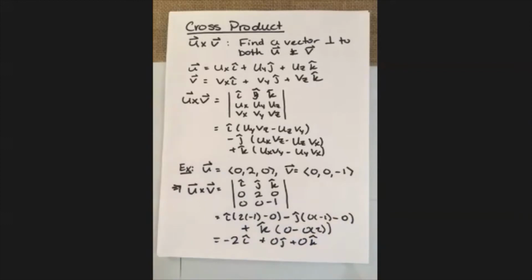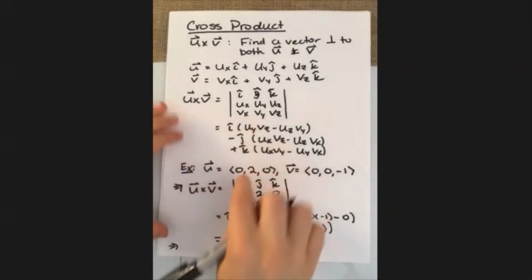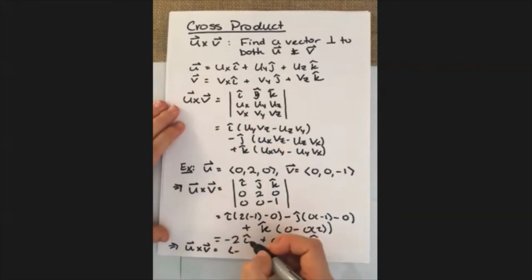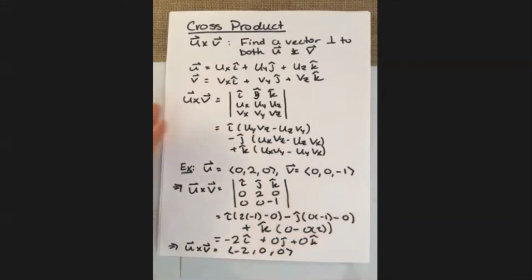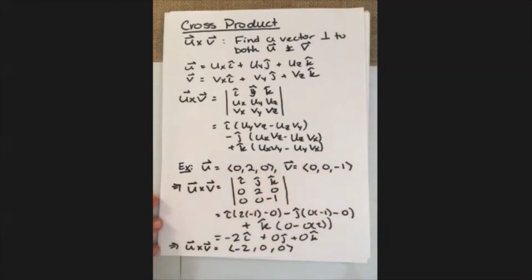So if we want to take this and rewrite it using our notation with the little angled braces, we can do that as well. It's just the same thing. Negative 2, 0, 0 is what we get out of that one. So all this is saying is that we've just found this vector right here, negative 2, 0, 0, and it is perpendicular to both u and v.